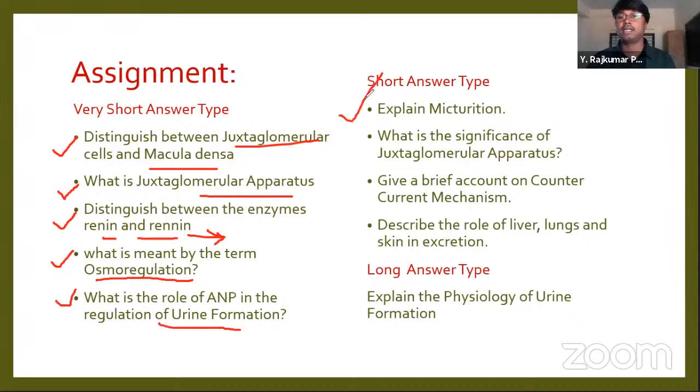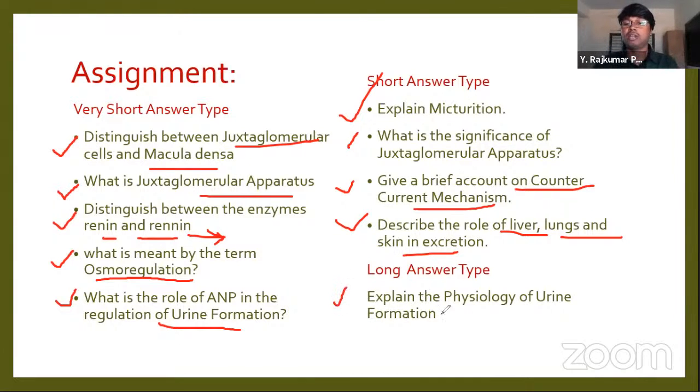Next, micturition. What is the significance of the juxtaglomerular apparatus? Give a brief account of the counter current mechanism, which we learned in yesterday's class. Describe the role of liver, lungs, and skin in the process of excretion. Next, explain the physiology of urine formation. This is a long answer type question, which is most important.